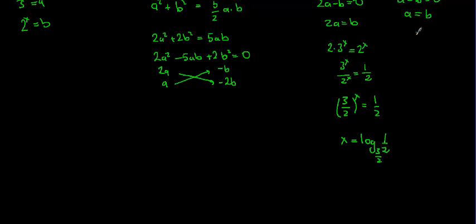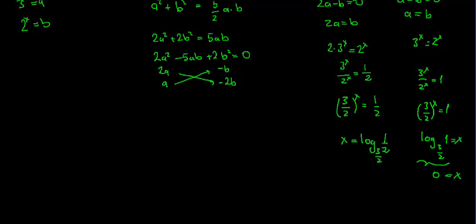If a is equal to b, it means that 3 to the power of x is equal to 2 to the power of x. Normally this is possible only for x equal to 0, and 3 to the power of x over 2 to the power of x is going to be equal to 1. So 3 over 2 to the power of x is equal to 1, and logarithm base 3 over 2 of 1 is equal to x. When the argument is 1, the logarithm is equal to 0. This expression is 0, so x is equal to 0.